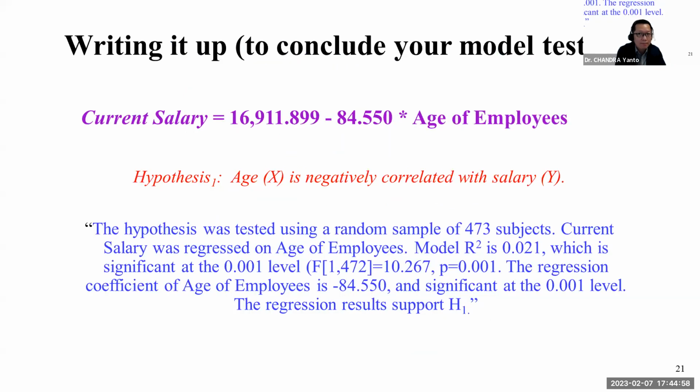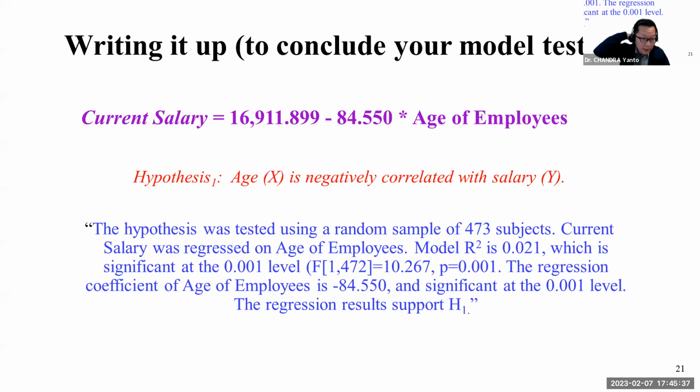So when you write up your conclusion for your regression, it's important to write down the equation for the regression. For example, from the bivariate regression that we had early on, the dependent variable is current salary and the independent variable is the age of the employee. From the table that you have seen early on, one of them gives us the constant and the beta value. So the constant, or the B0 or B null, is the intercept. So current salary is equal to 16,111 minus 84.55 times the age of the employee.